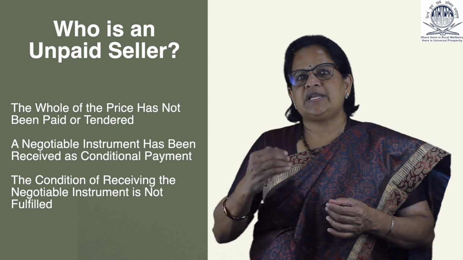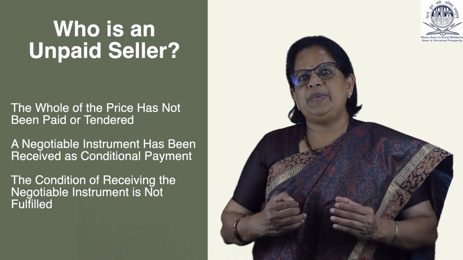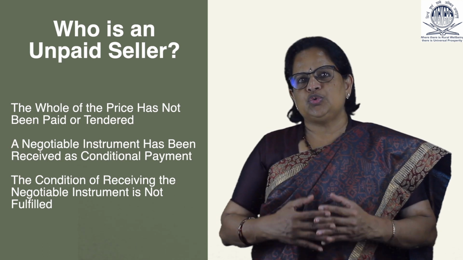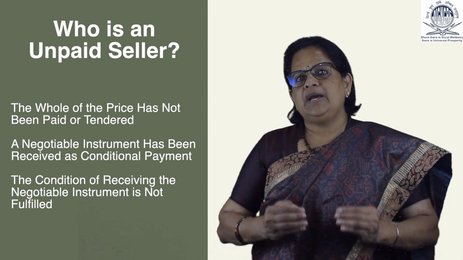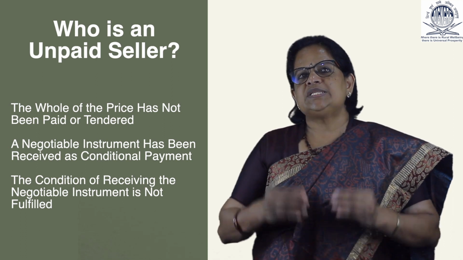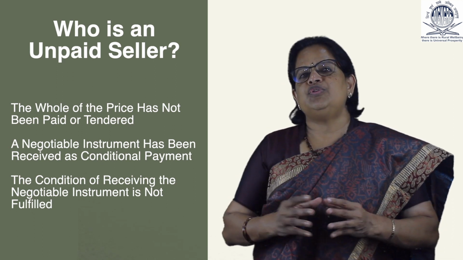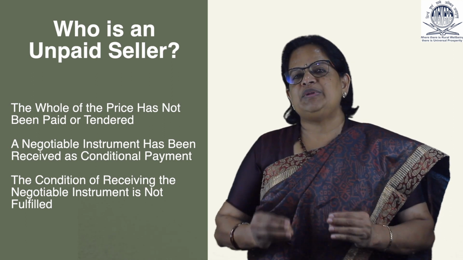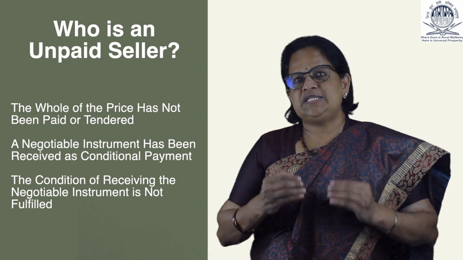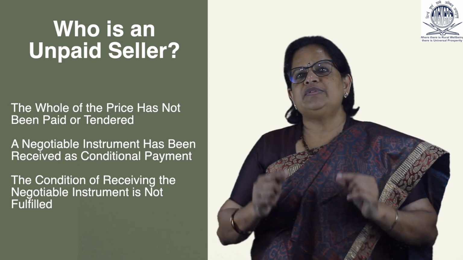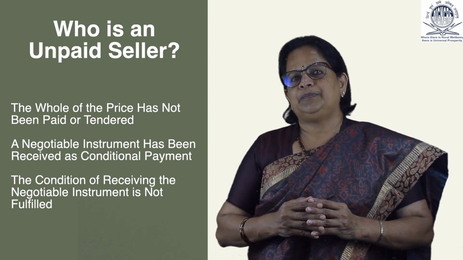Under the Sale of Goods Act 1930, an unpaid seller is a seller who has not been paid the full price of the goods sold, or he has received a bill of exchange or any other negotiable instrument as conditional payment, but the condition for the same has not been fulfilled. That means the negotiable instrument was not honored when presented for payment. An unpaid seller is defined under Section 45, subsection 1 of the Sale of Goods Act 1930.